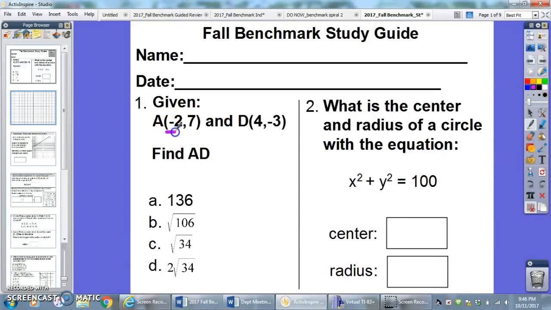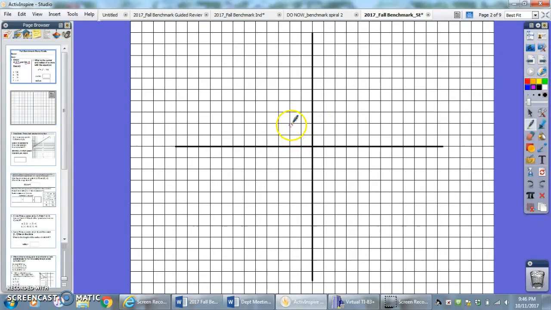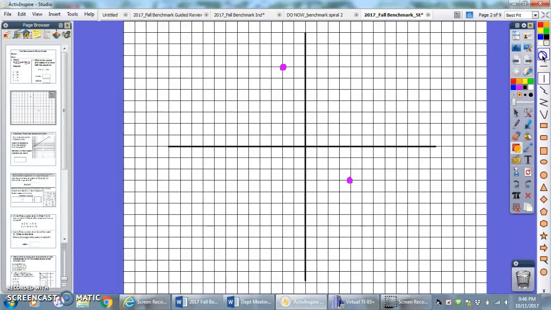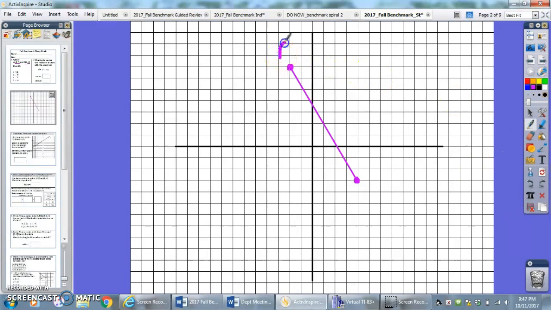So I'm going to plot -2, 7, and 4, -3. Alright, and then I will use my ruler and draw a straight line between those 2 points. Alright, so I'm finding the length or distance between those 2 points, A and D. So I'm going to have to use my Pythagorean theorem.